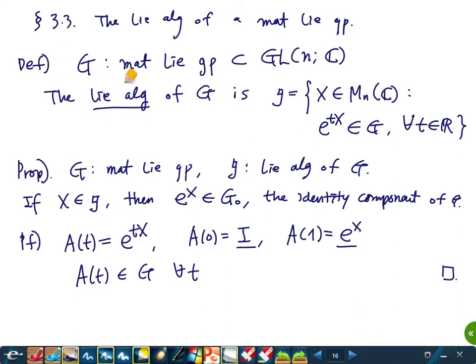Okay, this is just terminology, but we don't really know just yet whether this is really a Lie algebra. I just defined this as a set. But of course, the fact is this is indeed a Lie algebra. That's what this theorem is saying. So let G be a matrix Lie group with corresponding Lie algebra little g, and let X, Y be elements in this matrix Lie algebra.